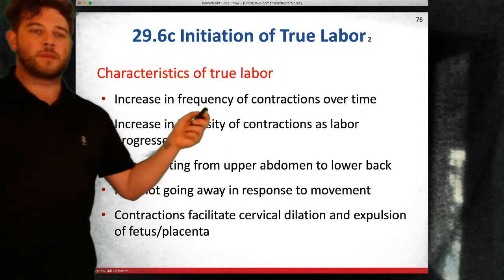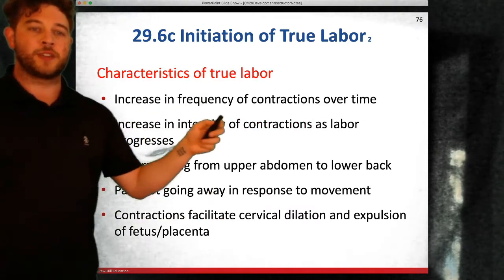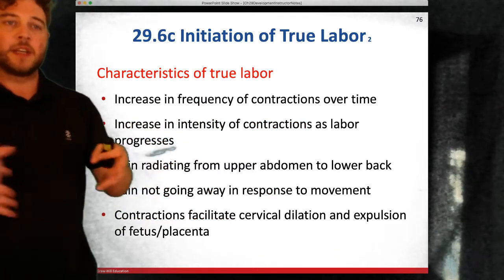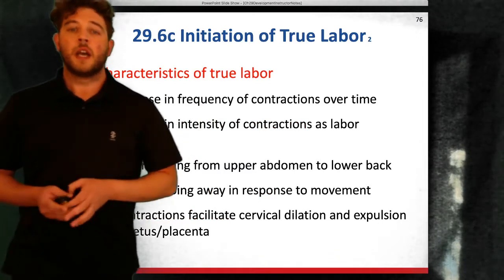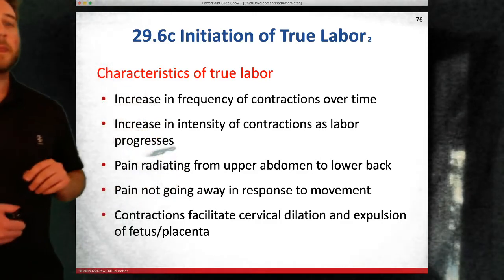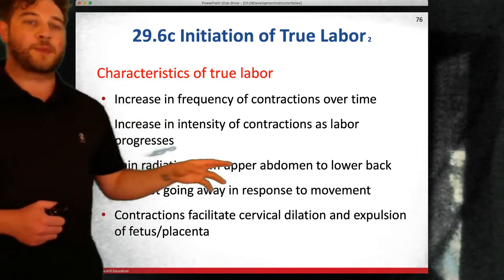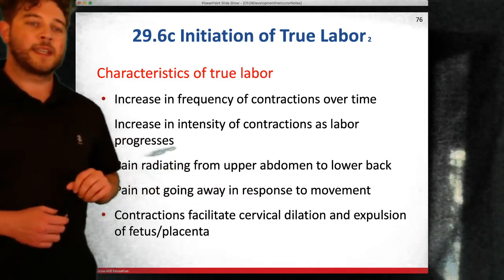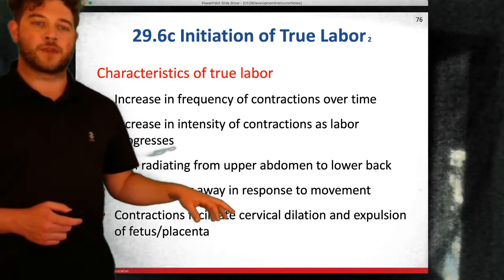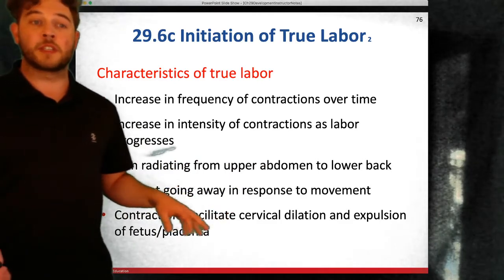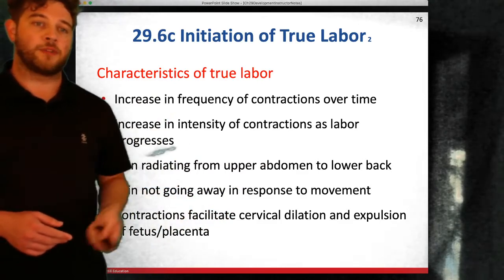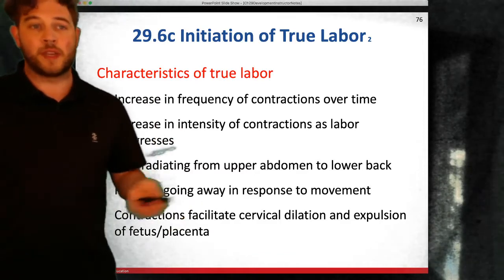So true labor characteristics is an increase in frequency of contractions over time. They're not staying evenly spaced out. They're usually getting closer and closer, as well as increasing in intensity. Pain radiates from the upper abdomen to the lower back, not going away in response to movement, and the contractions facilitate the cervical dilation and eventually expulsion of the fetus and placenta. We'll see this can take anywhere from 20 minutes to 20 hours.